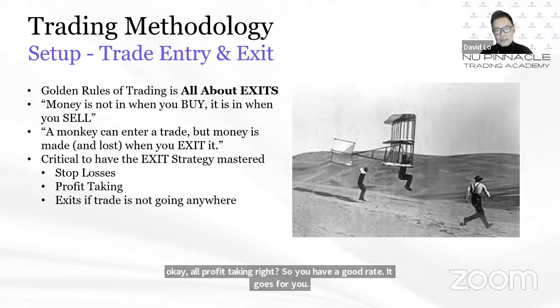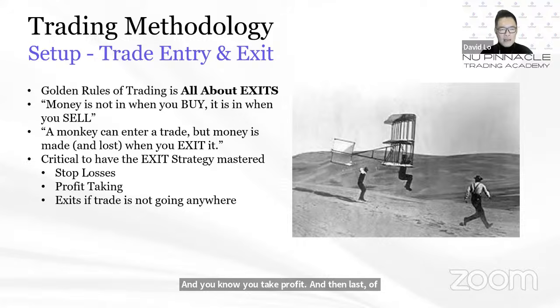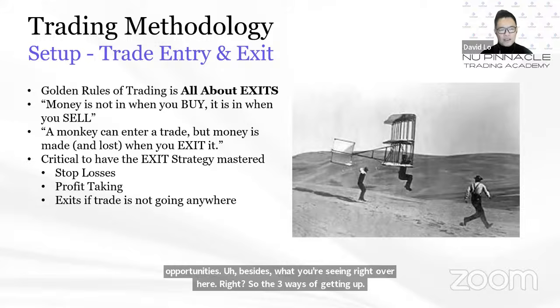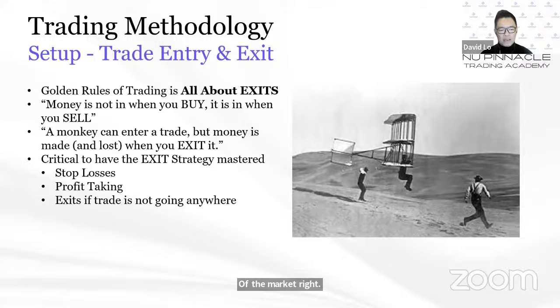And the last way of getting out is if it's not going anywhere. You expect the trade to develop, but it doesn't develop. Then you see that this trade doesn't look good, and you get out. So you are preserving your capital for other opportunities besides what you're seeing right over here. So there are three ways of getting out of the market: either the SL, or the TP or PT, the profit taking, or exit if it's not going anywhere.